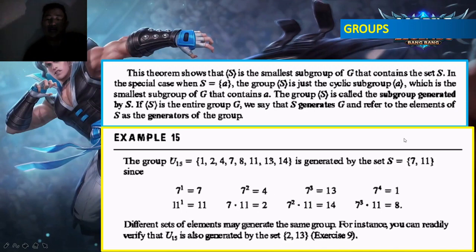Okay? So the set S that generates the group has two elements, 7 and 11. We combine 7 and 11. So different sets of elements may generate the same group. For instance, you can readily verify that U15 is also generated by the set 2, 13. So this pair, 2 and 13, will also generate U15. That is your exercise.